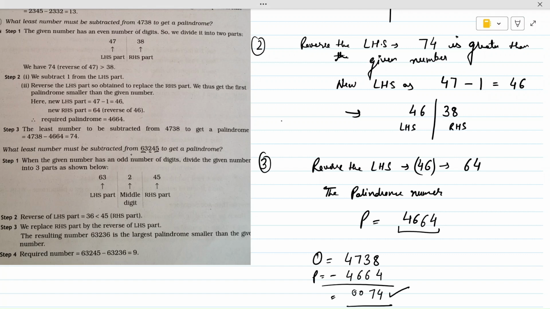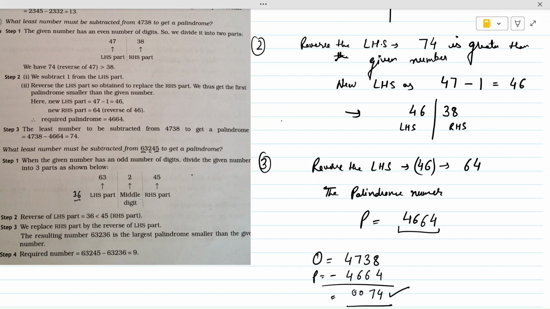Now as part of step 2, we have to reverse the LHS part. So if we reverse this LHS part, kids, we will get 36. Okay, we will get 36 here, and this 36 is less than the RHS given to us. After reversing the digits, we got 36, and this RHS part is 45. That means we can replace the RHS part with this 36, right?